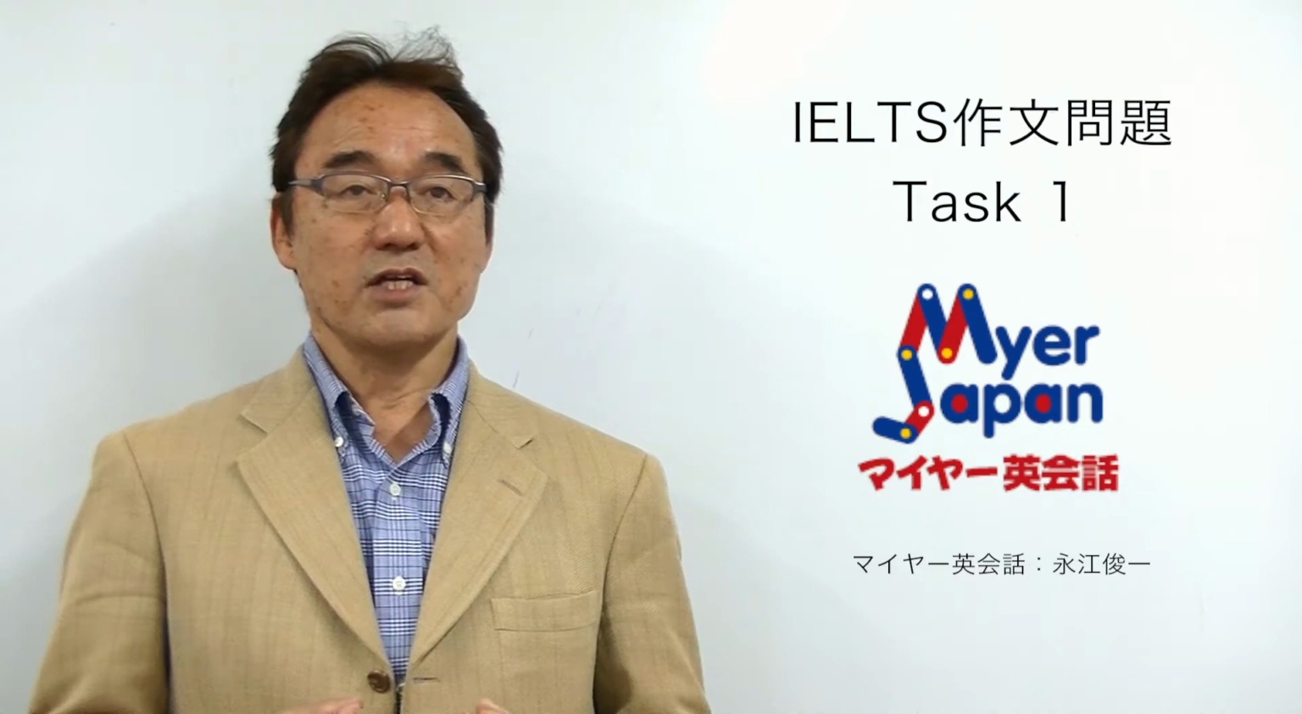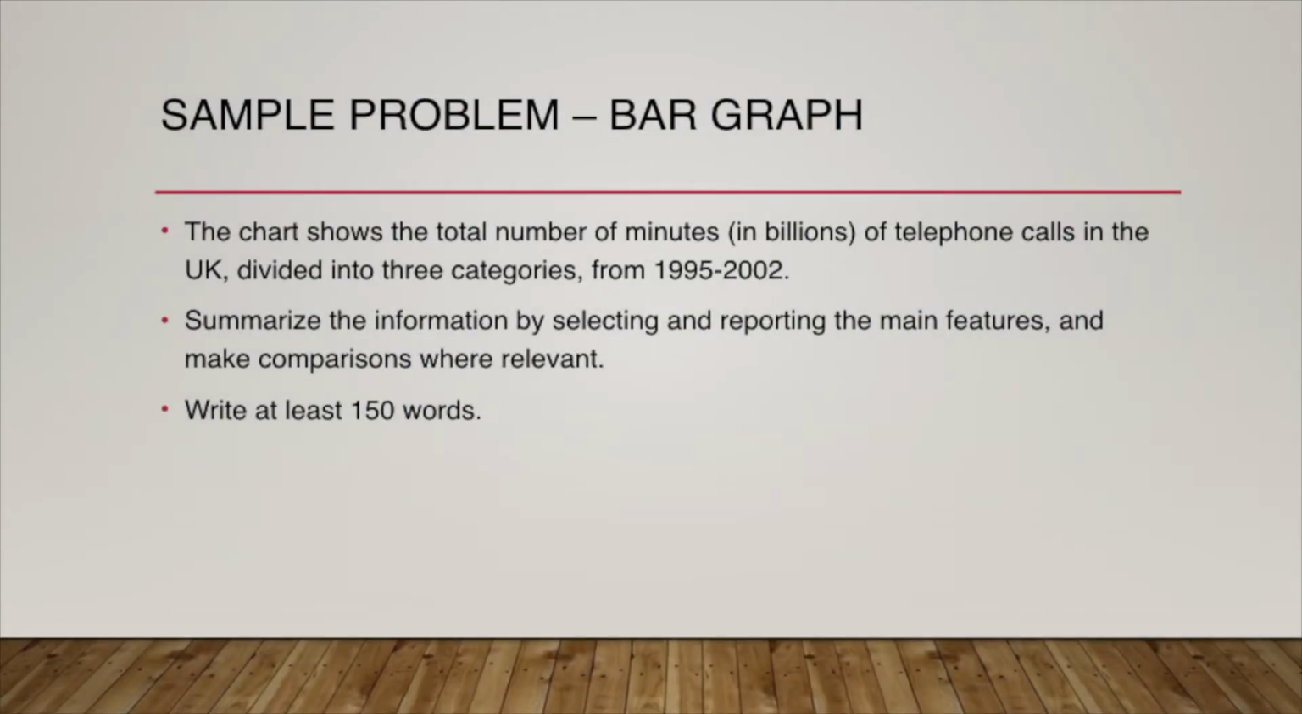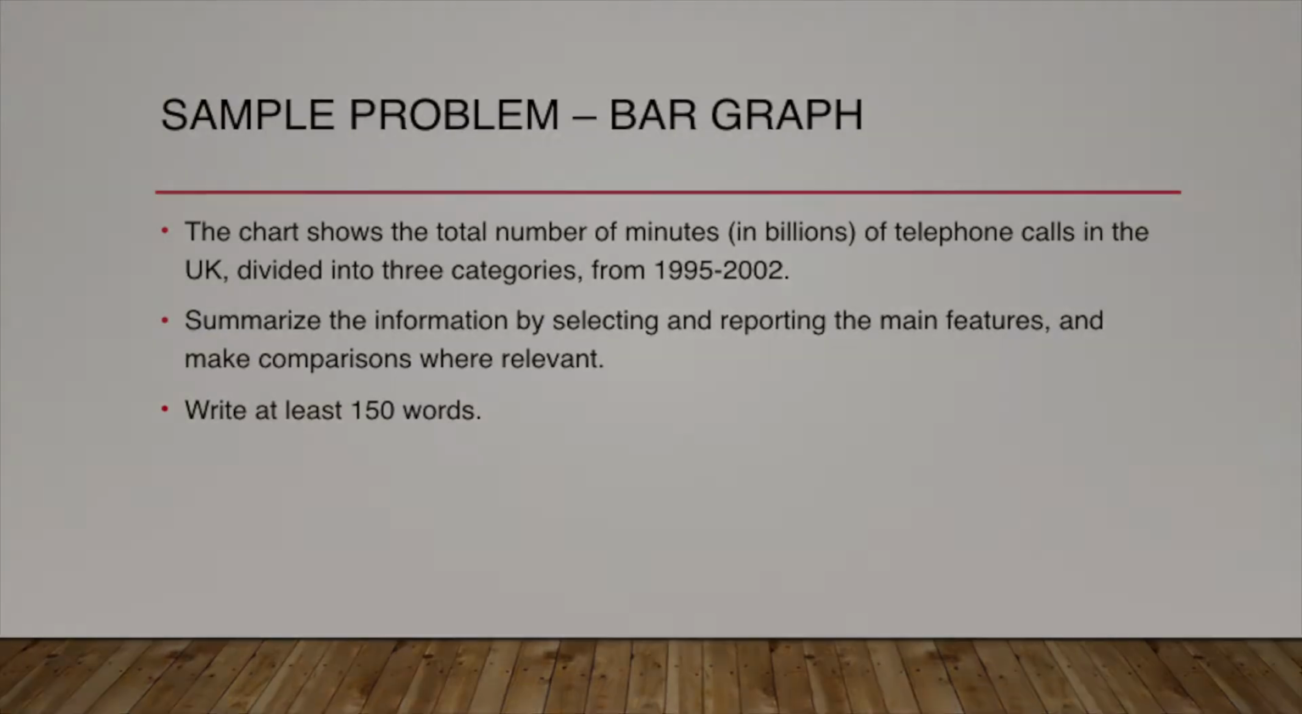Now, here is the sample chart and problem. The chart gives information about the total number of minutes in billions of telephone calls in the UK, divided into 3 categories from 1995 to 2002. Summarize the information by selecting and reporting the main features and make comparisons where relevant. You must write at least 150 words. You should spend about 20 minutes on this task.